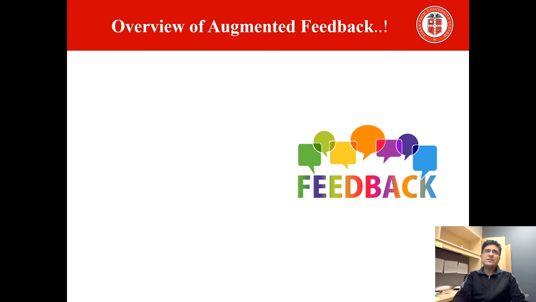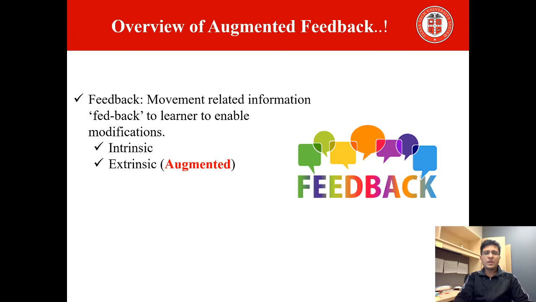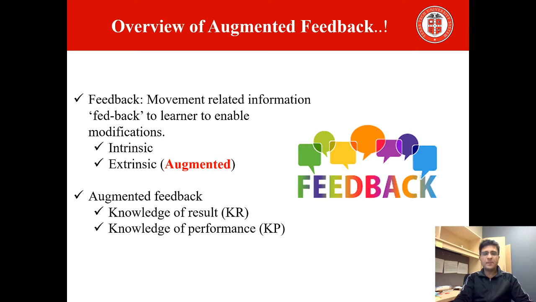So, as far as augmented feedback is concerned, we need to understand what a feedback is. Feedback is any sort of movement information which is given back to the learner for modification and improvement in performance. If it comes from inside due to the movement of the learner, that's intrinsic. Or if it is given from any source from outside, that's extrinsic. And the other name for extrinsic is augmented feedback, which is the main topic for our discussion today.